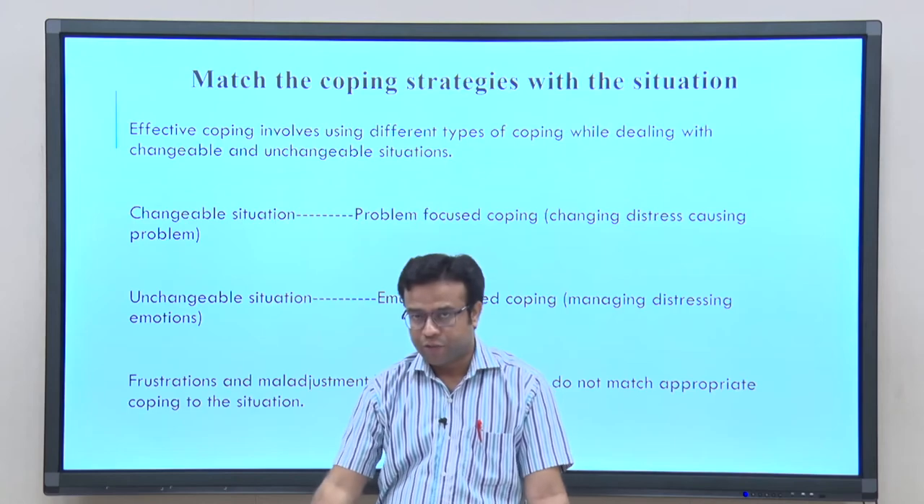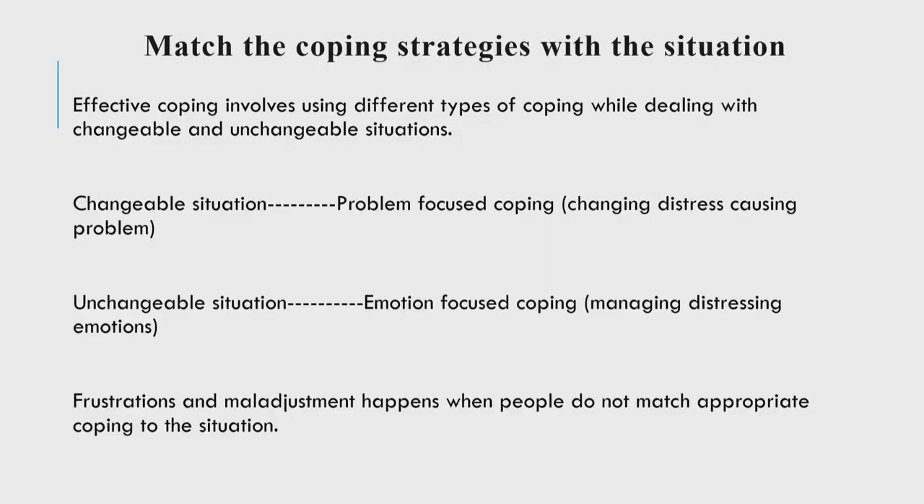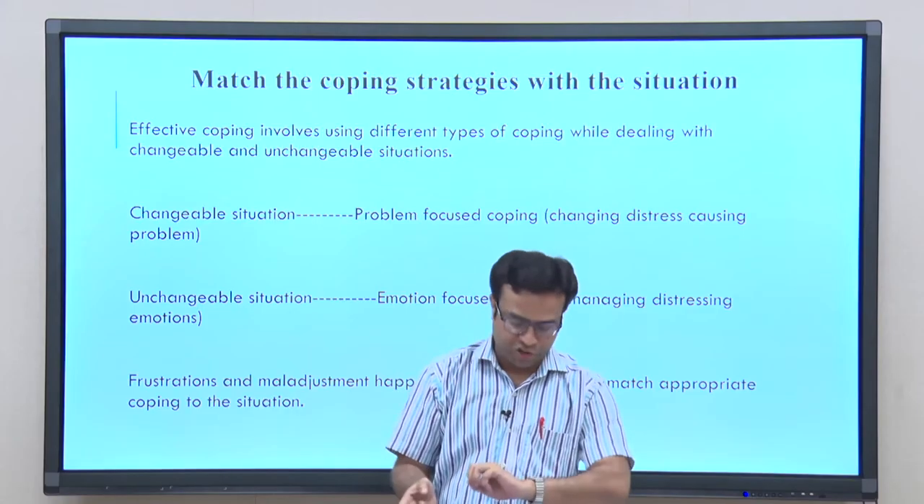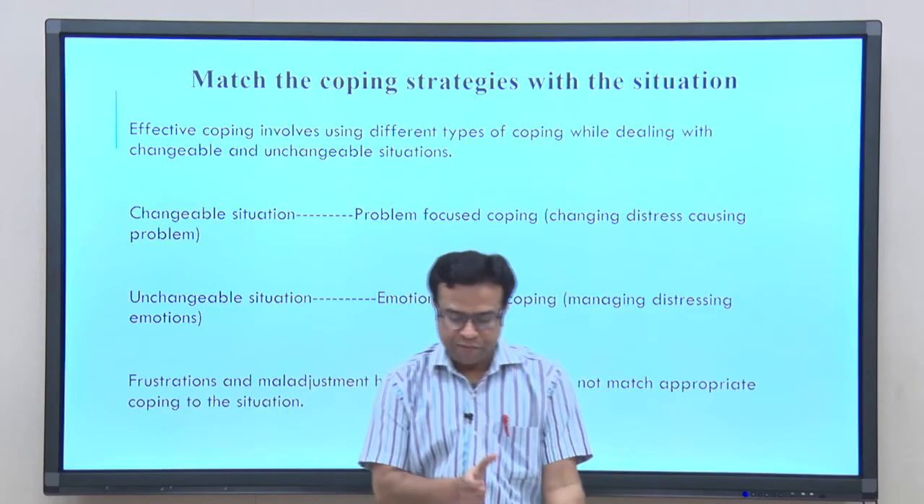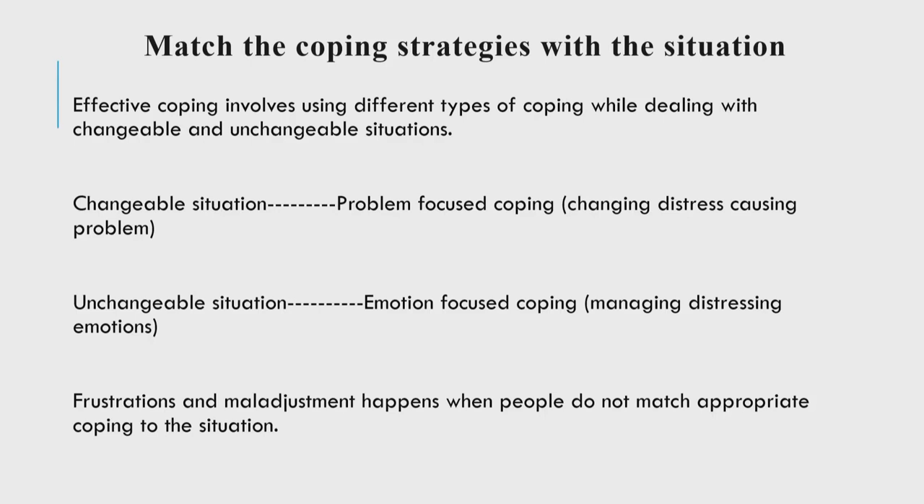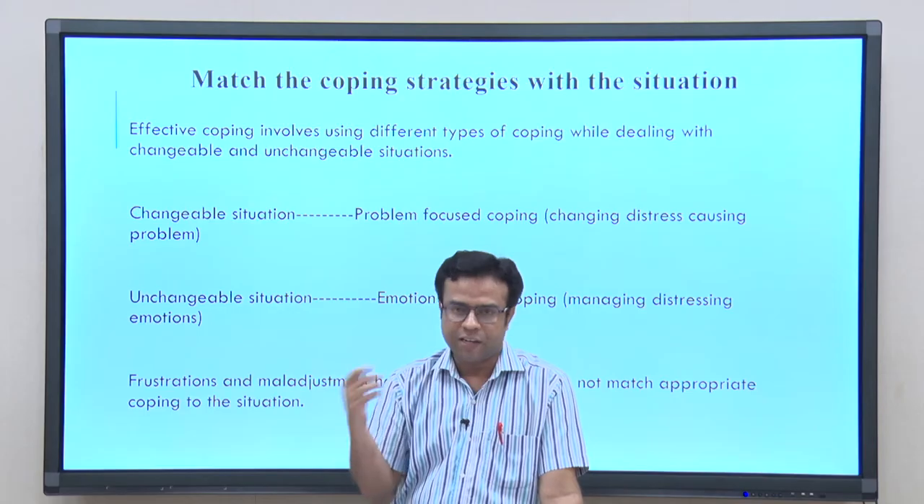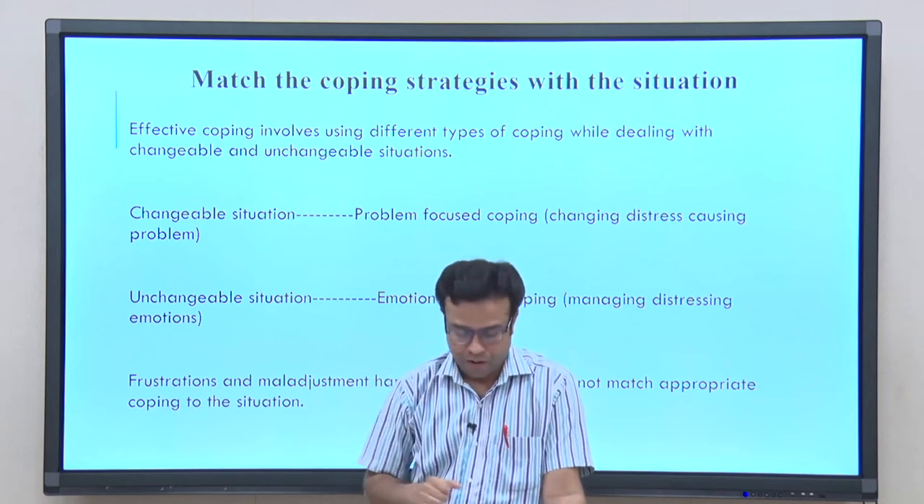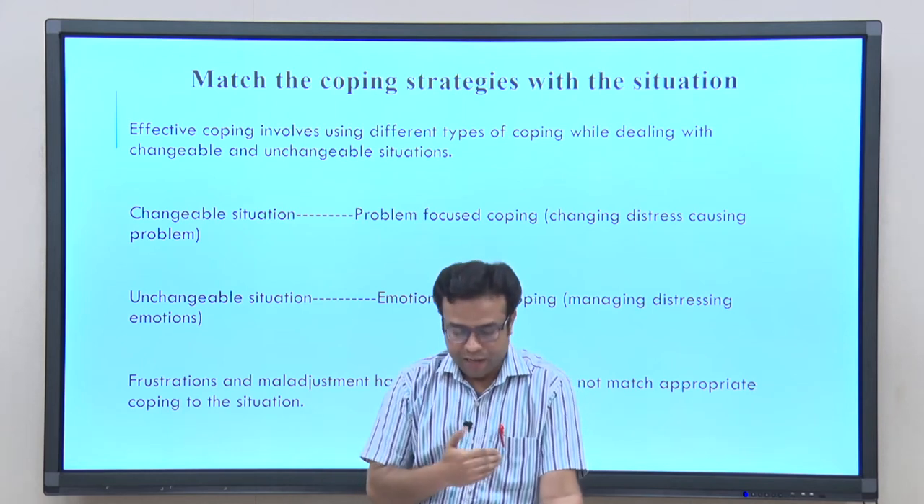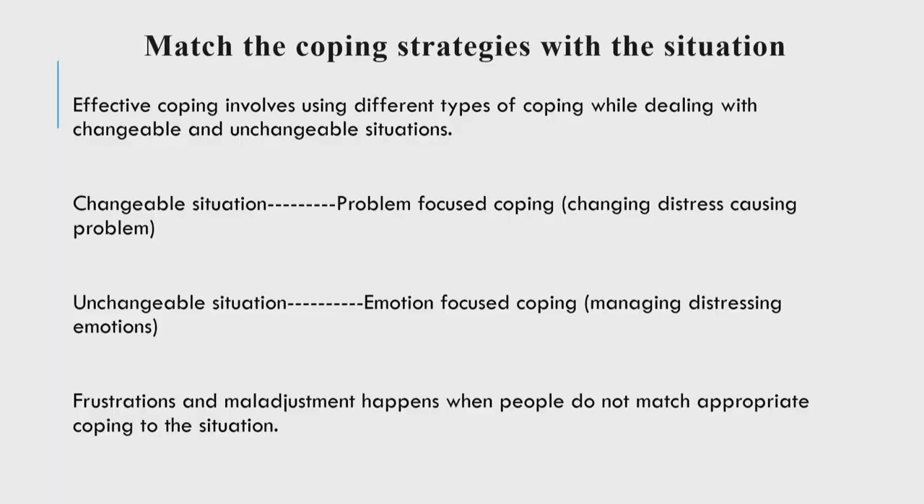The third thing that we have discussed is matching the coping strategies with the situation. That was the third important aspect of the coping effectiveness training program. So effective coping involves using different types of coping while dealing with changeable and unchangeable aspects. So you have to find out in a situation what you can change and what you cannot change, and it is you who needs to find out. And we have already discussed that for a changeable situation it is always more adaptive and better that you use problem focused coping.